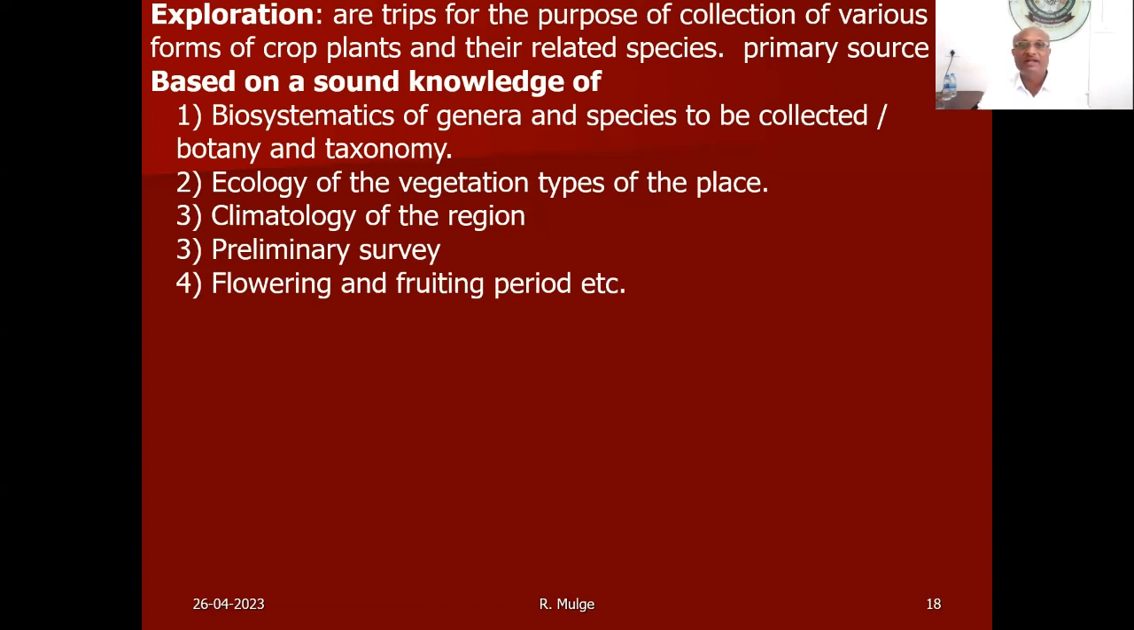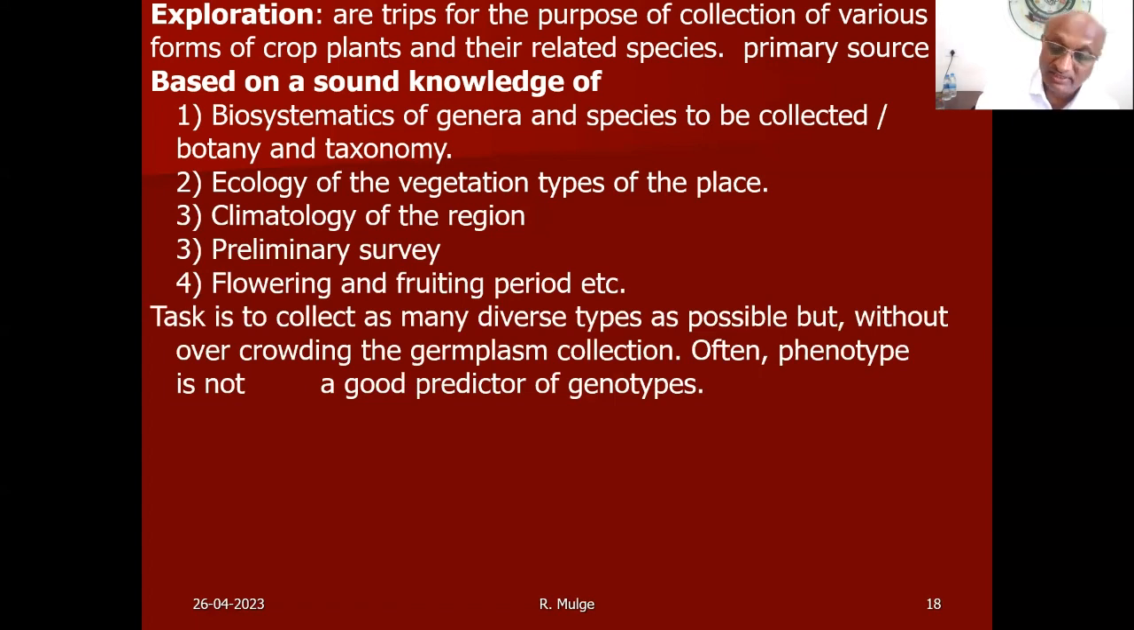So if you know the period, when in the year you are going to get that, that time you should know, then only you will be able to collect. The task is to collect as many diverse types as possible, without overcrowding. Some people simply collect so many things that it overcrowds, and some important things will be missed if you have too many collections. So collect as many diverse types, and any next collection should be different from what you have already collected.